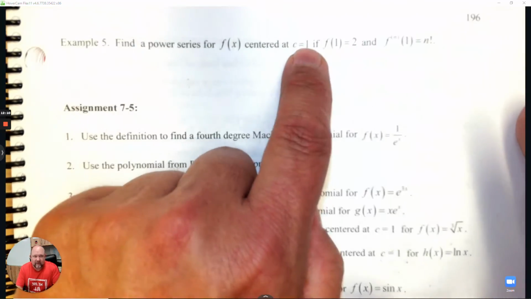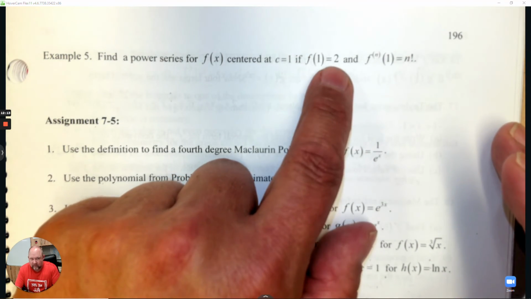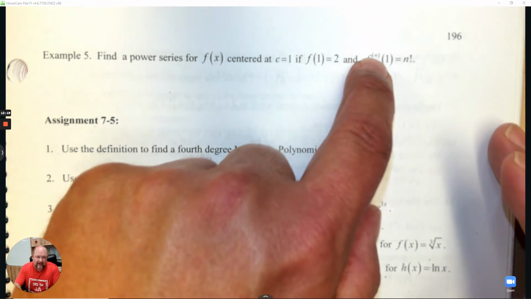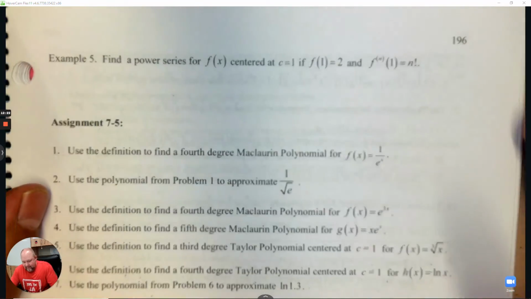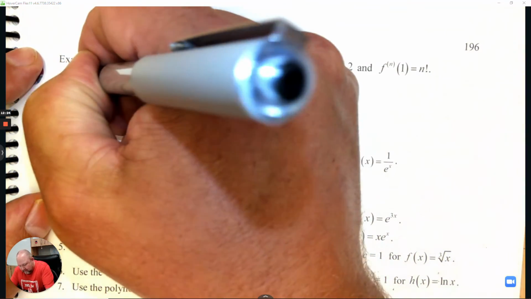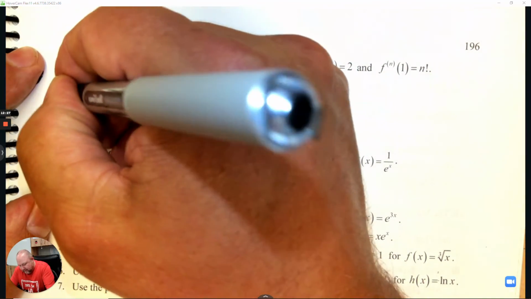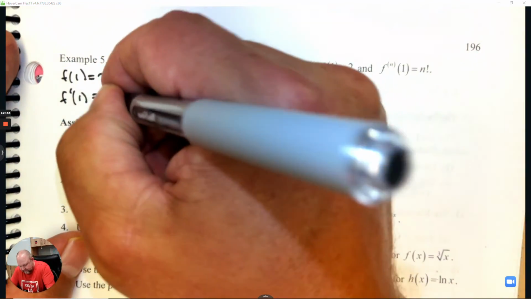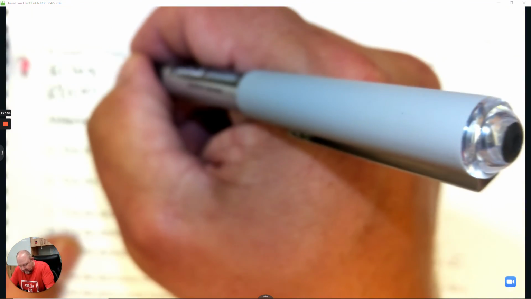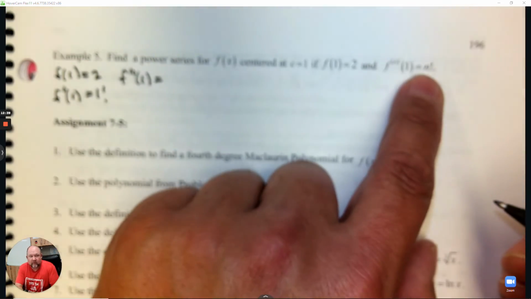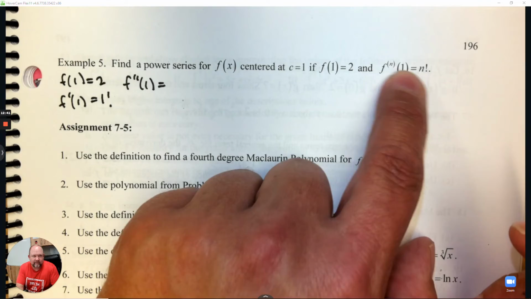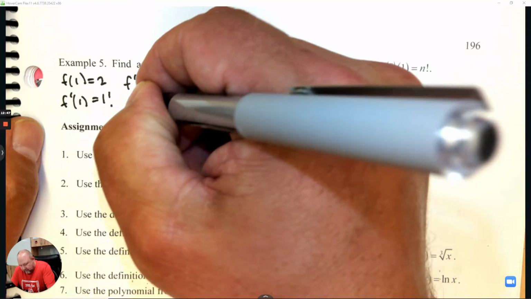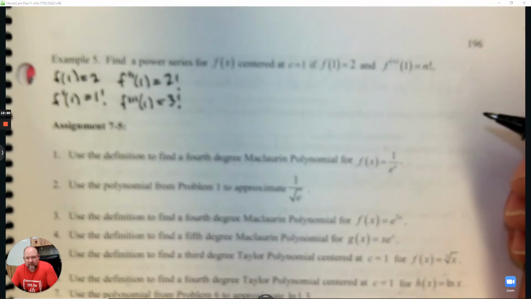Find a power series centered at 1 if f at 1 equals 2. And then this shows the derivative is always going to be that factorial. So we're already given that f at 1 equals 2. F prime at 1, the derivative at 1, would be 1 factorial. That's what it's saying. The second derivative at 1 would be 2 factorial, because whatever the derivative is, that's that factorial. The third derivative at 1 would be 3 factorial, and so on.